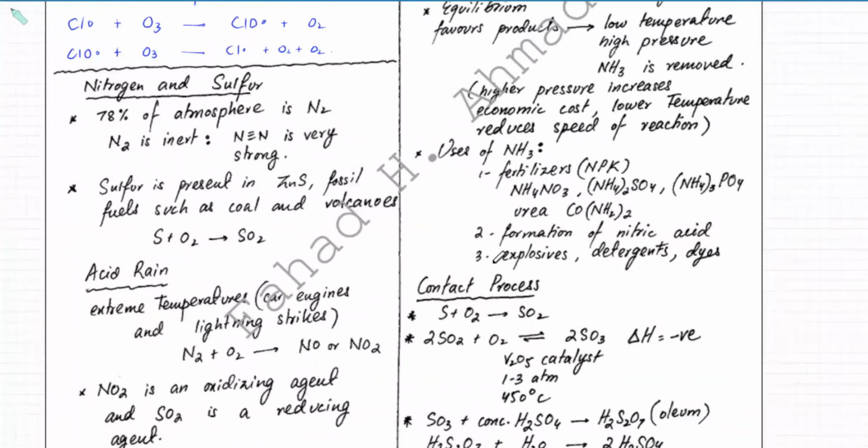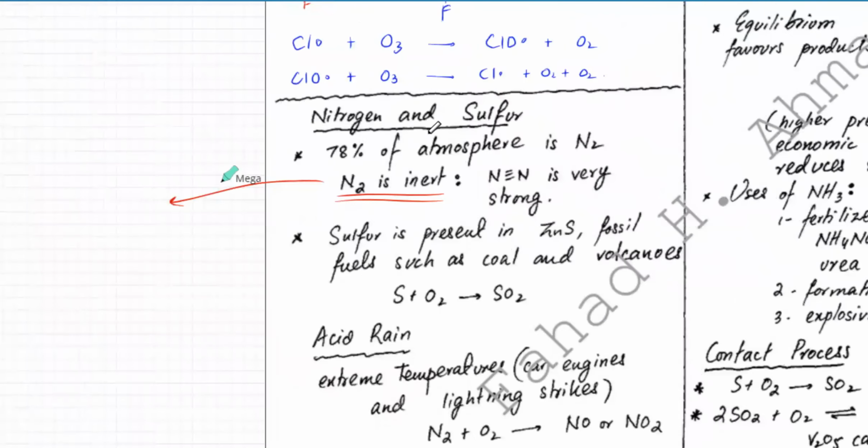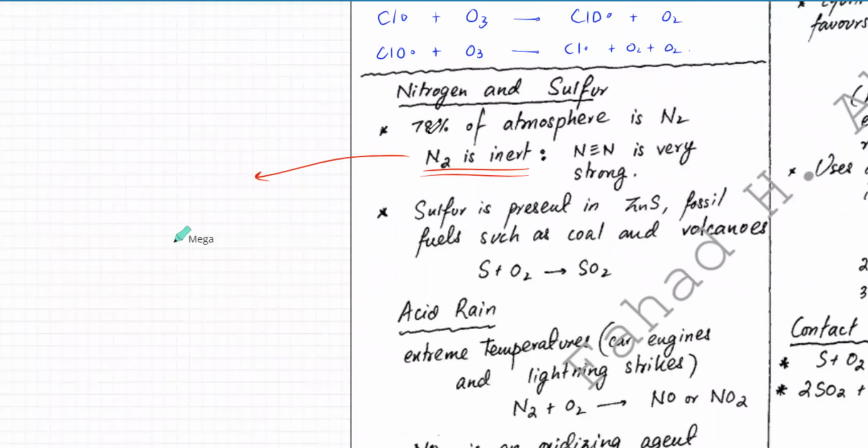Actually, we're going to move towards nitrogen and sulfur. The first very basic thing is that 78% of the atmosphere is nitrogen, so that's obvious. N2 is inert, the N triple bond is very strong. There are two very specific reasons why N2 is inert. One reason is that it has very high bond energy. The N triple bond N is really, really strong, and a large amount of energy is needed to break this bond.